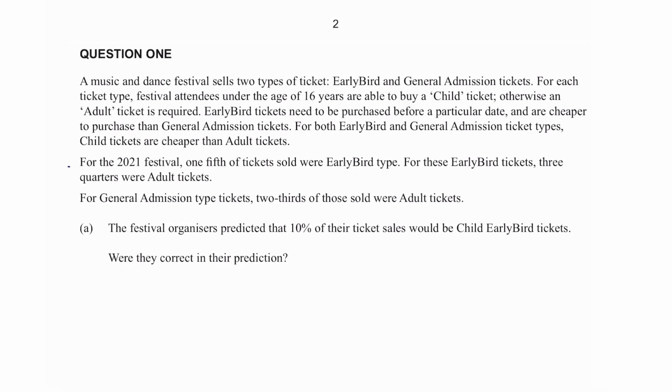So question 1, a music and dance festival sells two types of tickets, early bird and general admission tickets. For each ticket type, festival attendees under the age of 16 are able to buy a child ticket, otherwise they're classified as an adult. Early bird tickets need to be purchased before a particular date and they're cheaper than general admission tickets. For both early bird and general admission tickets, child tickets are cheaper than adult tickets. In 2021, 1/5 of the tickets sold were early bird. For those early bird tickets, 3/4 were adult tickets. For general admission tickets, 2/3 were adult tickets.